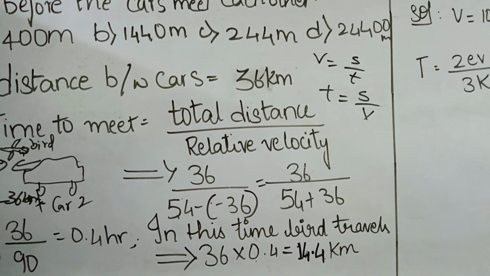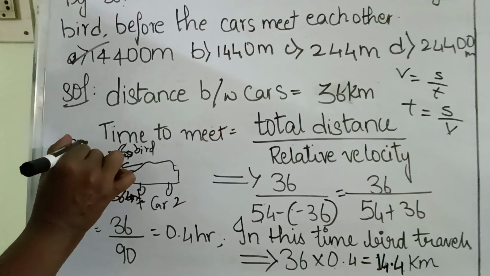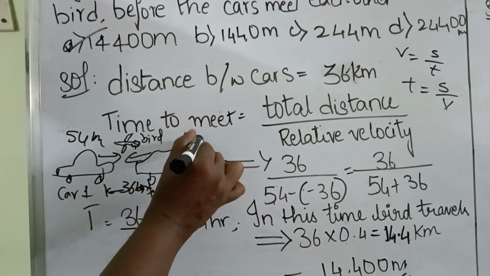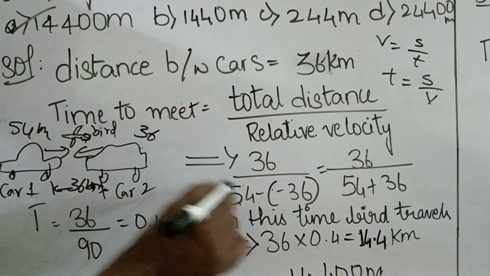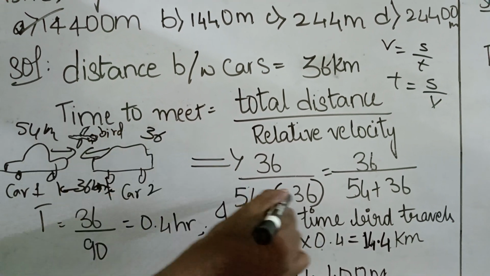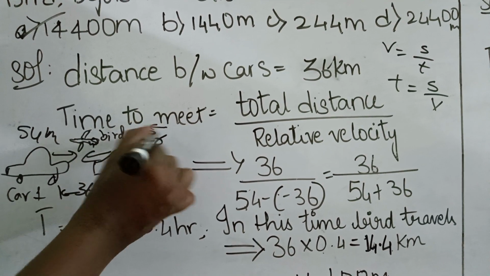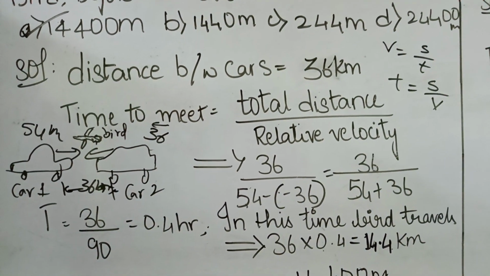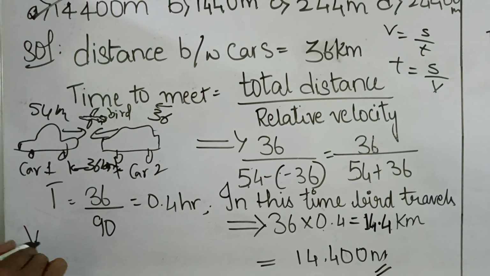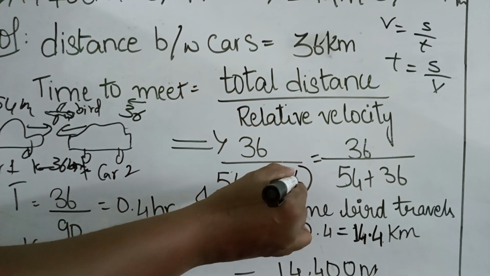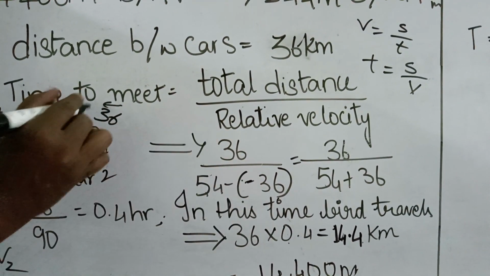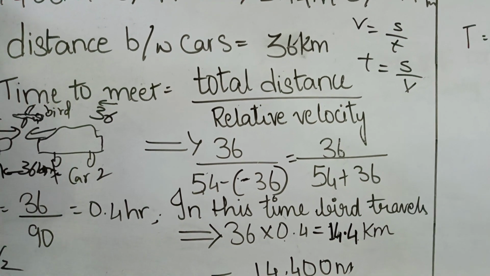One car is moving with 54, another car is moving with 36. That is v1 minus v2. 54 minus 36. It is moving in the opposite direction, therefore the sign is given as minus 36. Then relative velocity is v1 minus v2. First car is 54, second car is 36. The sign is given because second car is moving in a direction opposite to the first car.